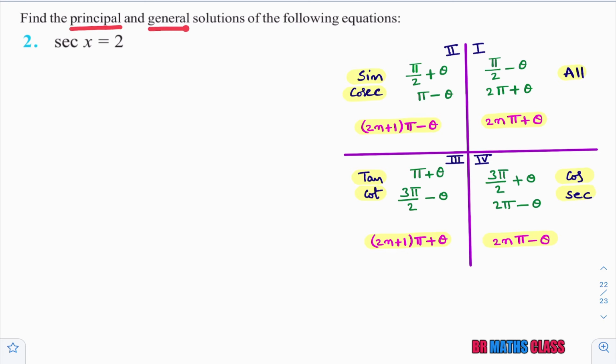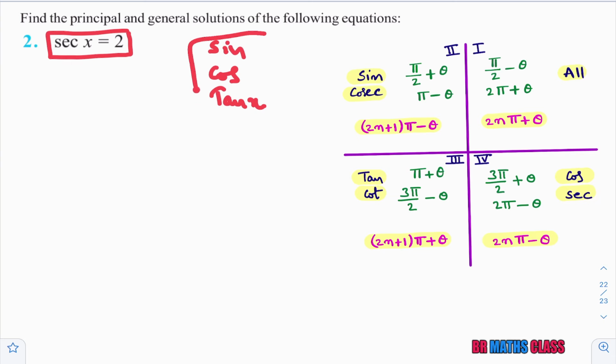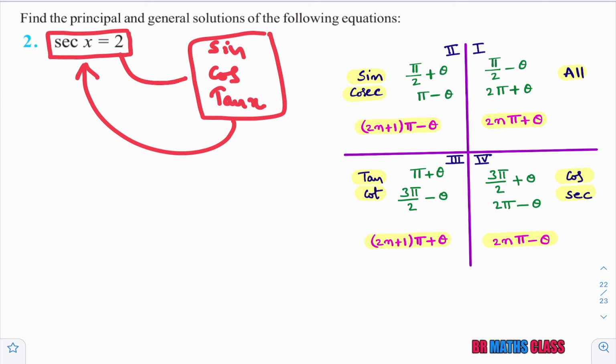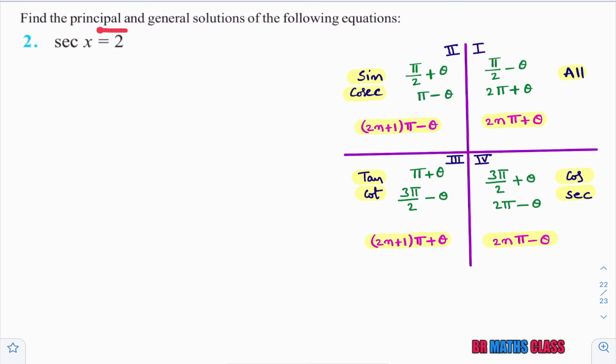Find the principal and general solutions of the following equations. You observe, secant x equal to 2 is the given trigonometric equation. Whatever the 6 formulas we learned, all the formulas are in terms of sine, cos, tan only. They are not in terms of secant x. No problem. If they give it in terms of secant x, we will convert it in terms of cos by using reciprocal formulas. Here, they gave secant x equal to 2. From this, we can write cos x. What is cos x?